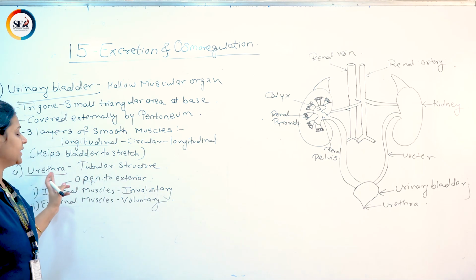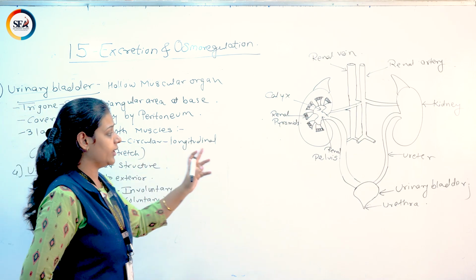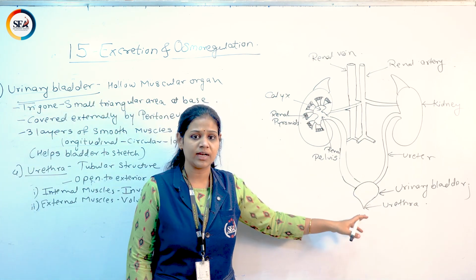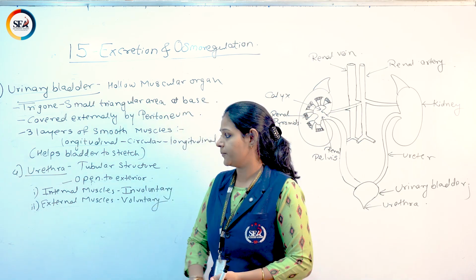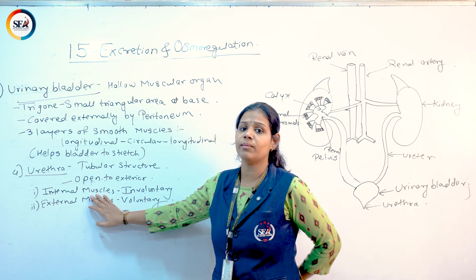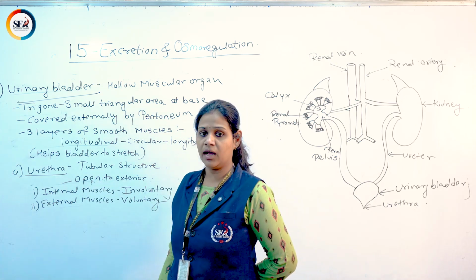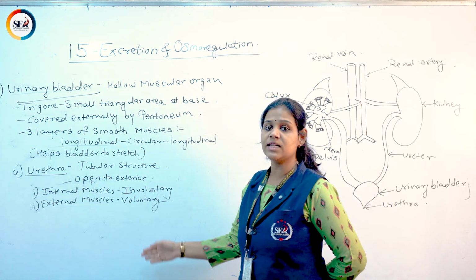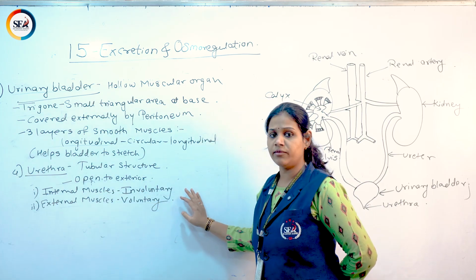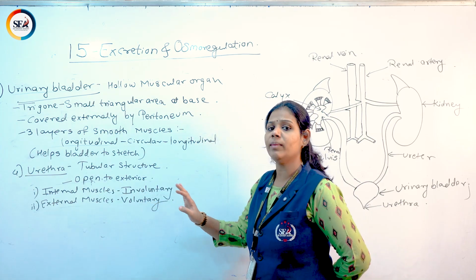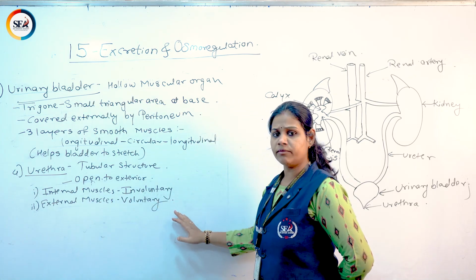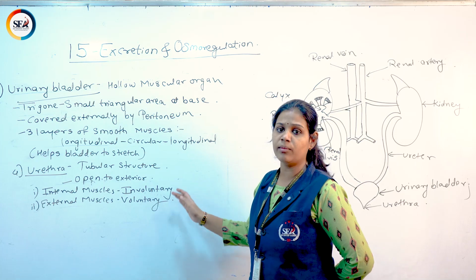Next is urethra. After the urinary bladder, there is a small tubular structure called urethra, which opens into the exterior of the body. There are a total of 2 types of muscles present in the urethra. First are the internal muscles, second are the external muscles. Internal muscles are involuntary in function, that is their activity cannot be controlled by our own will. External muscles are voluntary in function, that is their activities can be controlled by our will.